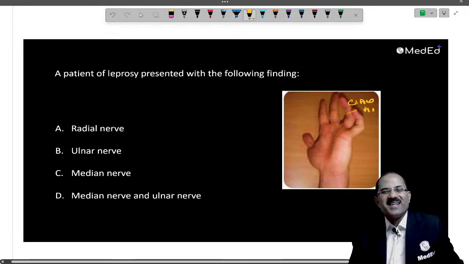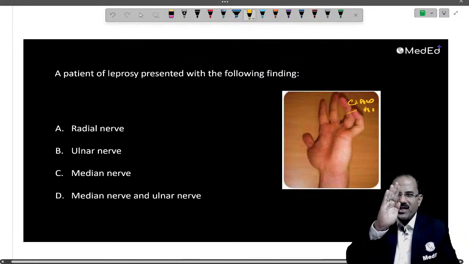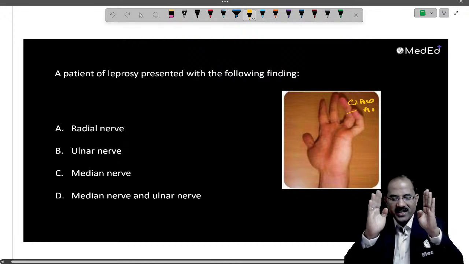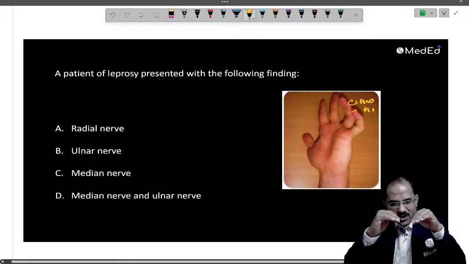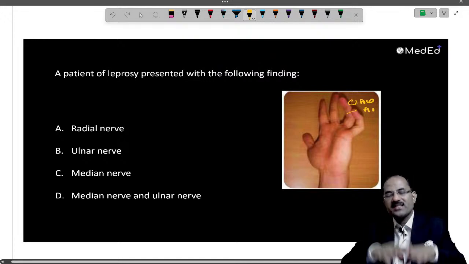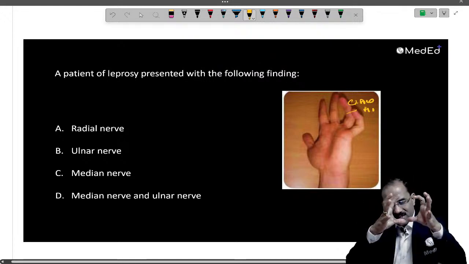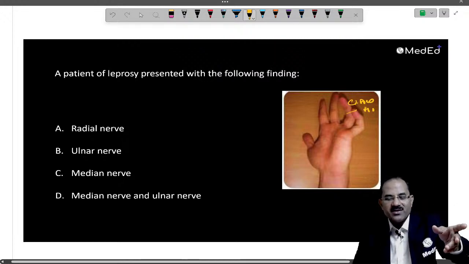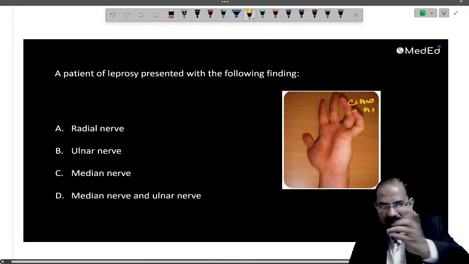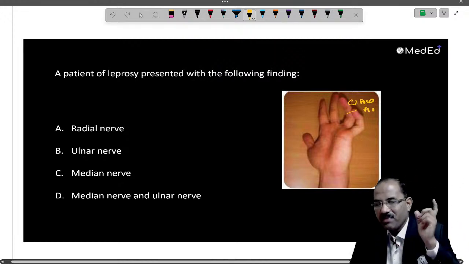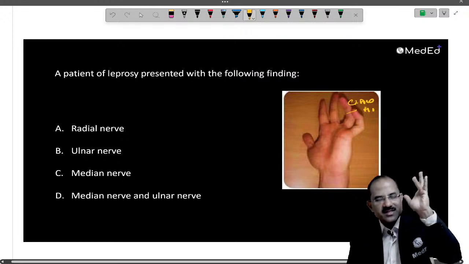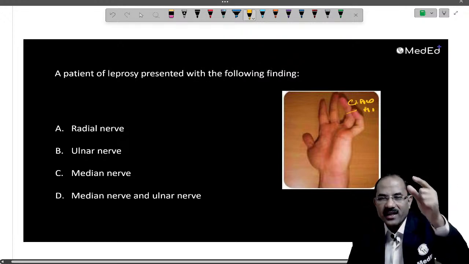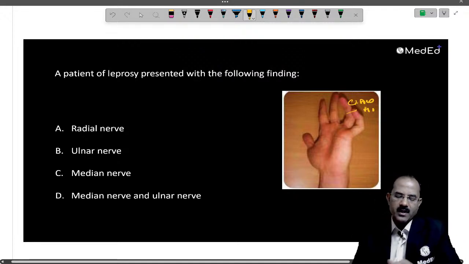Lumbricals. Normally they do flexion at metacarpophalangeal joints and extension at interphalangeal joints, right? When the lumbricals are paralyzed, it results in a claw hand. The first two lumbricals are supplied by median nerve, the third and the fourth are supplied by ulnar nerve. So this is paralysis of third and fourth lumbricals, the claw hand of the last two digits, injury to the ulnar nerve.